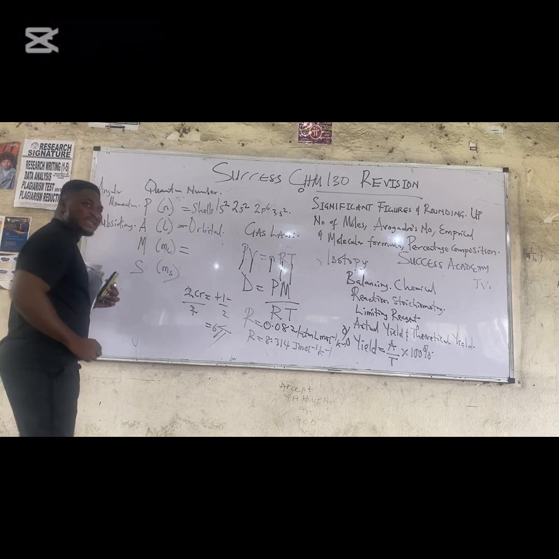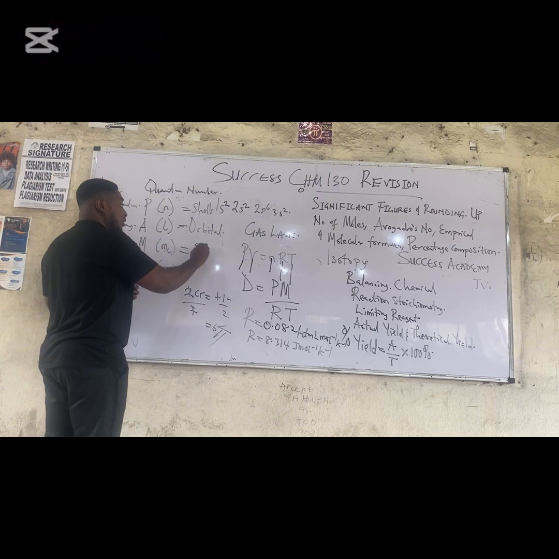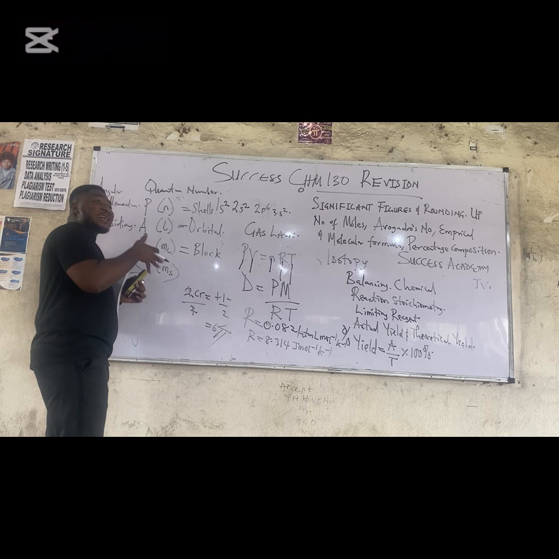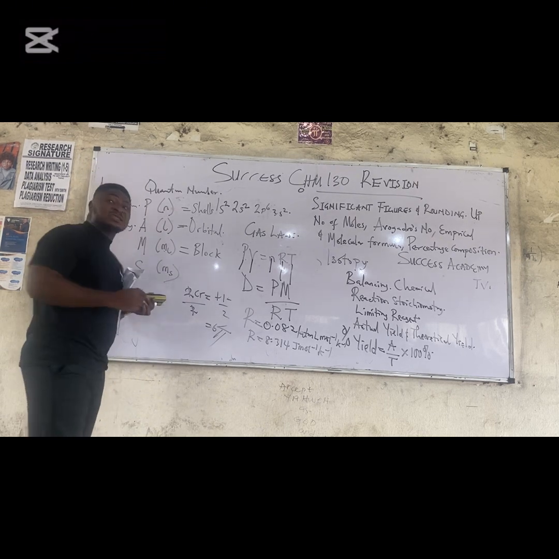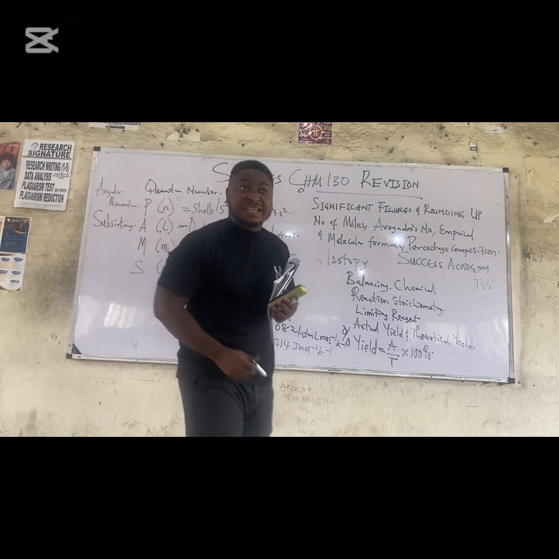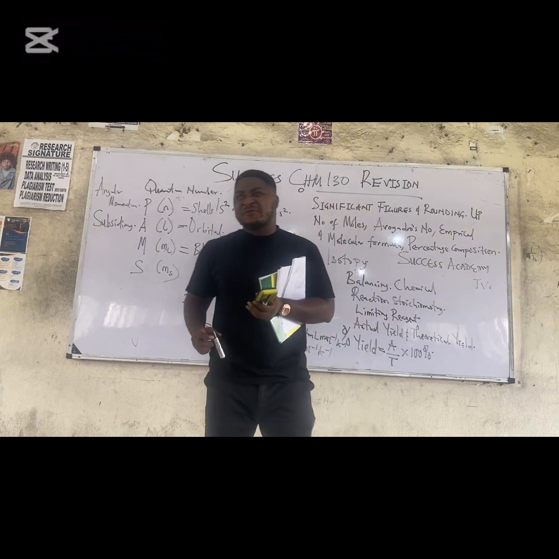Then we have the magnetic quantum number. The magnetic is talking about the block. It gives us information on how the electrons are arranged inside the block.